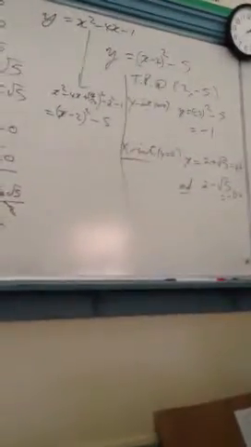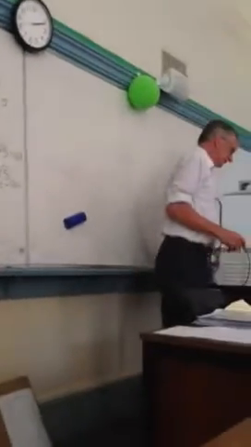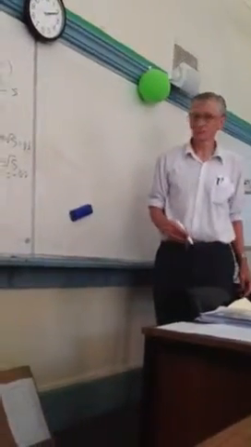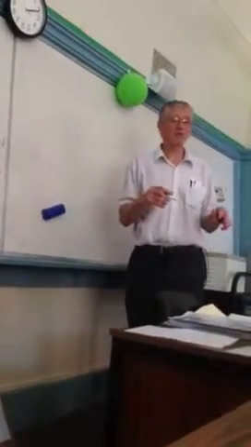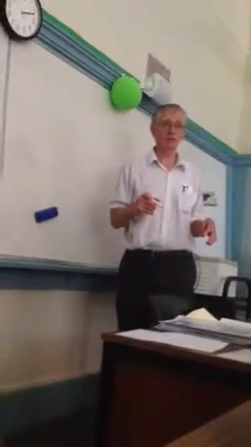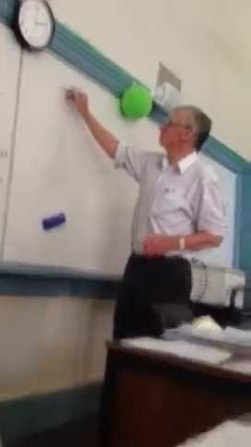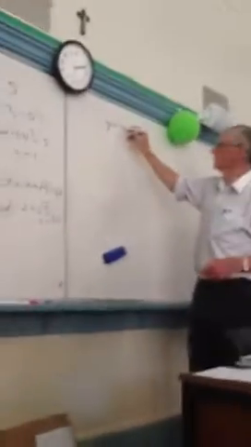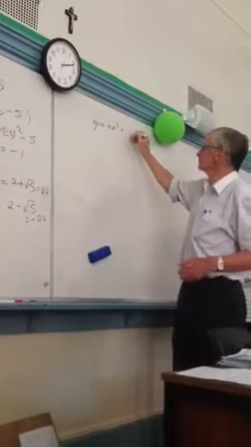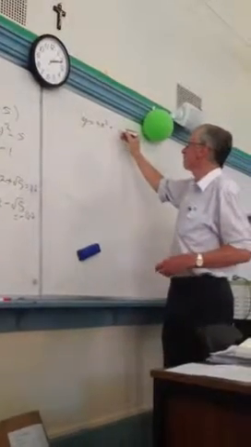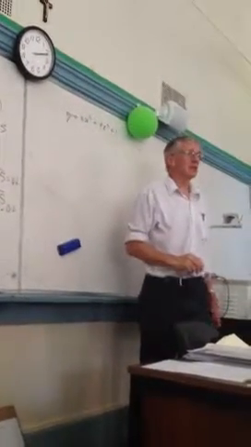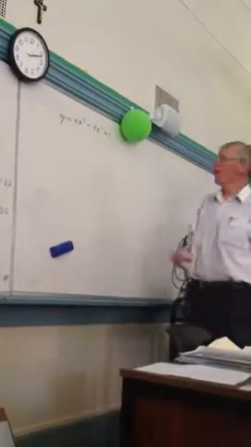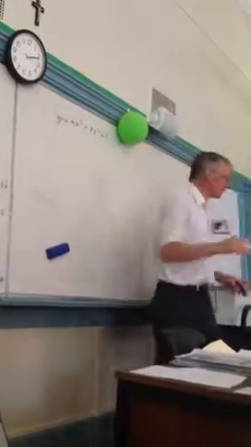Any questions there so far? Now, so I've got this. Y equals 3x squared plus 9x plus 1, minus 1. And I'll find the turning point of this one.